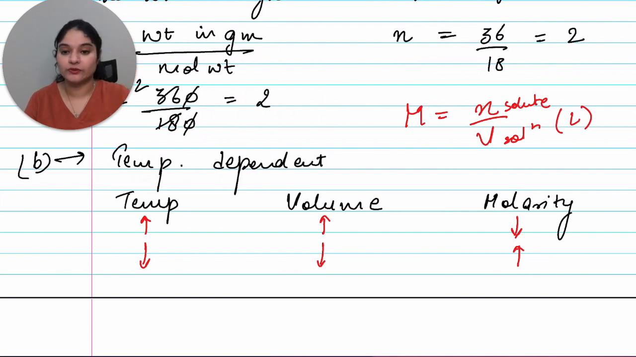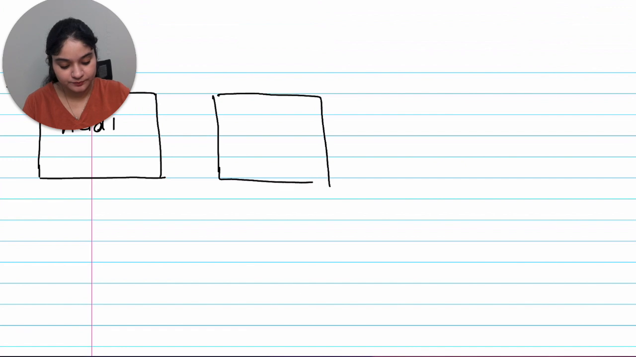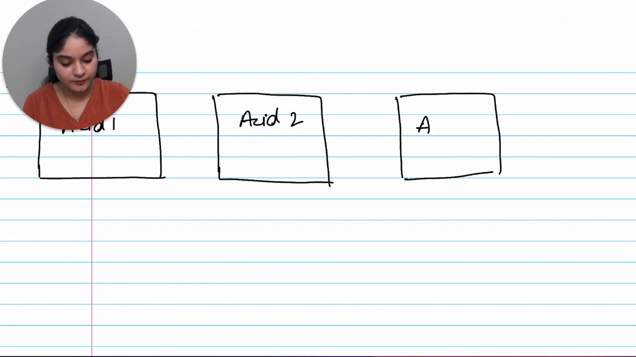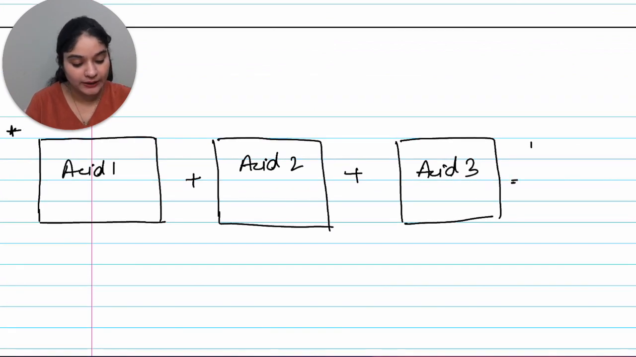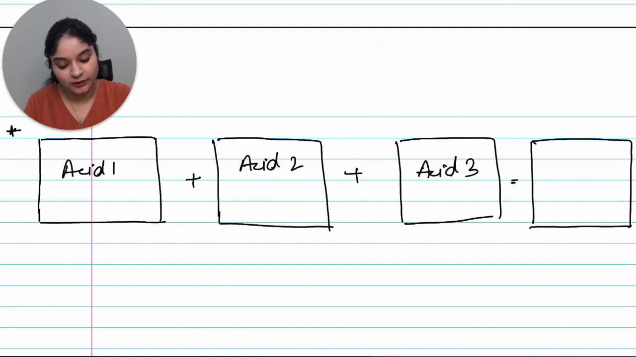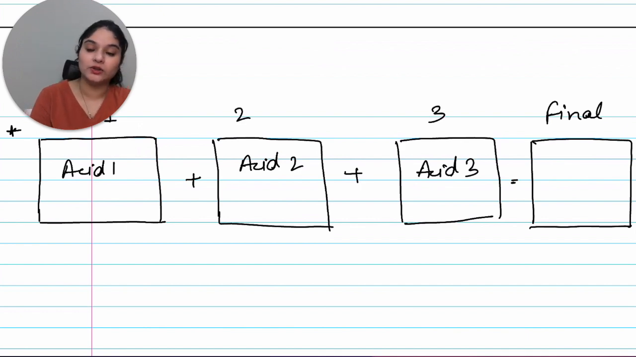Okay students, so this is what we discussed in the last session. Now we are moving forward from here. Let's say I have 3 samples: acid 1, acid 2 and acid 3, and I combine these 3 acids, and I get a final sample. So this is 1, this is 2, this is 3, and that is our final sample.